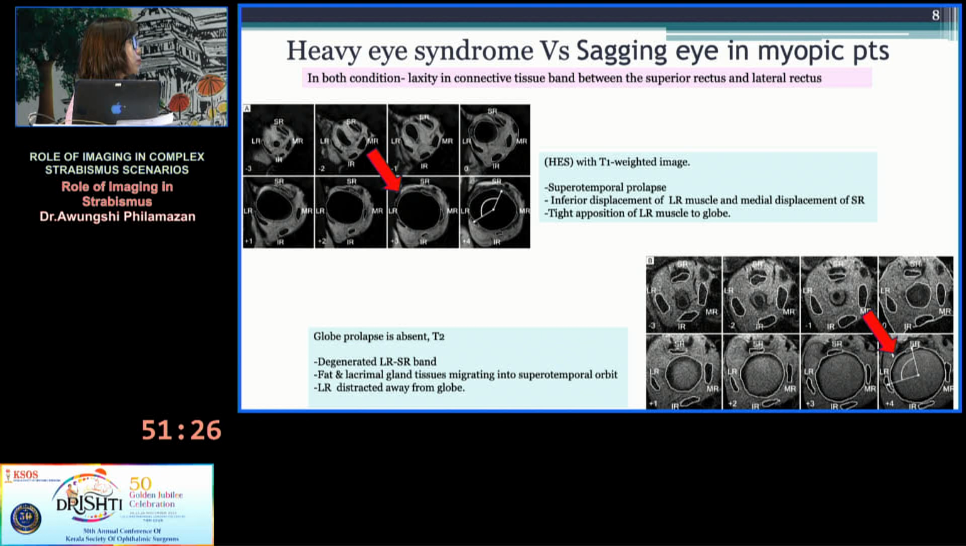As in the first picture, we see that in heavy eye syndrome, there is a prolapse in the superior temporal quadrant of the globe, and the lateral rectus is placed very adjacent to the globe and displaced inferiorly. Whereas in sagging eye syndrome, there is no prolapse of the superior temporal quadrant. That place is occupied by lacrimal gland and fat, and the lateral rectus is displaced away from the globe. So this is how it helps to differentiate between heavy eye syndrome and sagging eye syndrome.